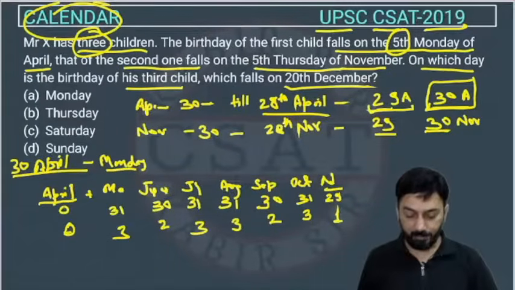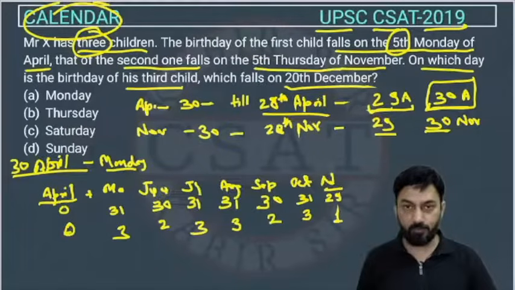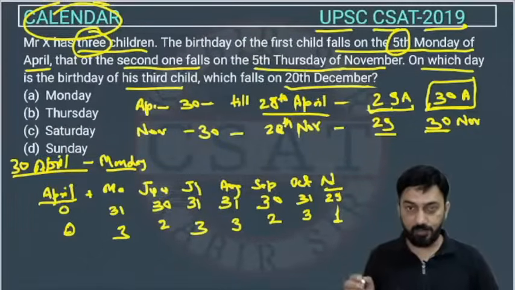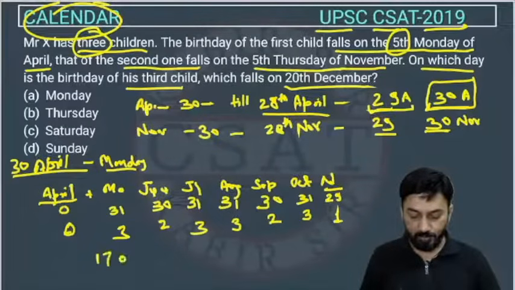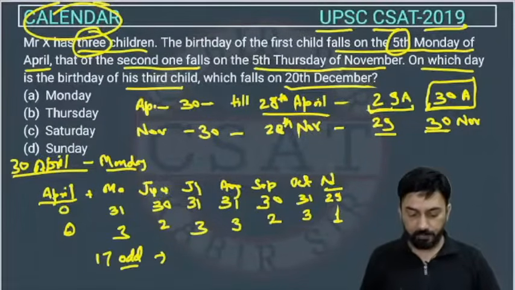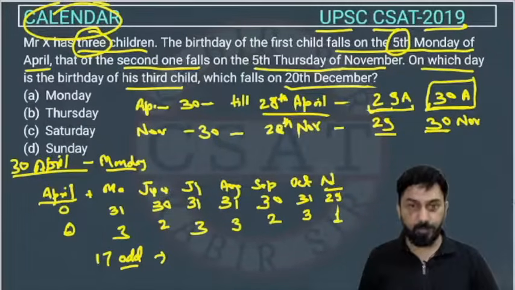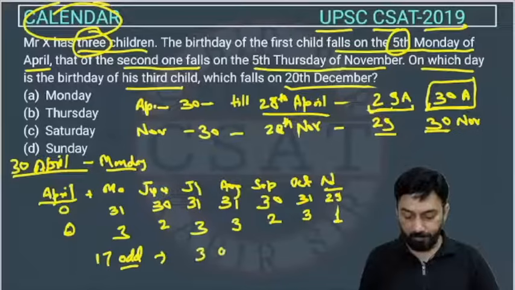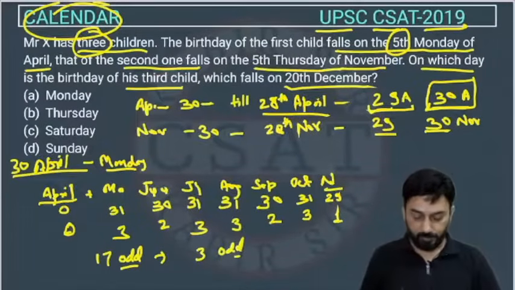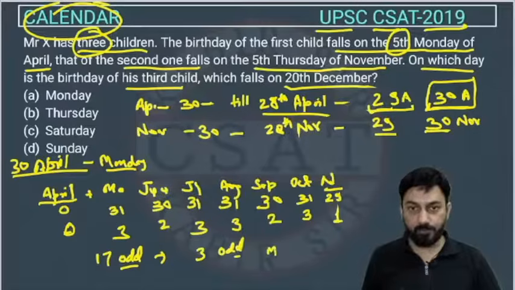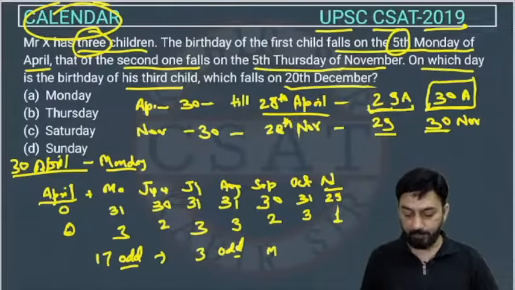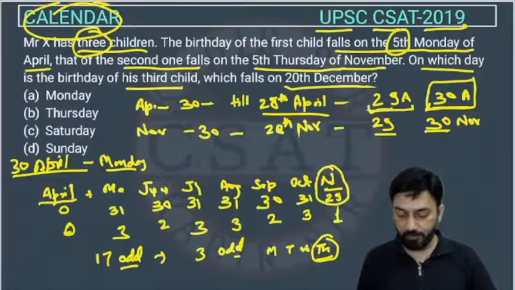Okay, and we are computing for 29th November. So how many odd days are there? 3 plus 2, 5 plus 3, 8 plus 3, 11 plus 2, 13 plus 3, 16 plus 1, 17. So there are 17 odd days. 17 odd days means we will divide it by 7 again, right? So what will we get? The remainder will be 3. So there are 3 odd days, right? We are on Monday, so we have to add 3. So Tuesday, Wednesday, Thursday. So this is the third day, right? So on 29th November there will be Thursday, right?